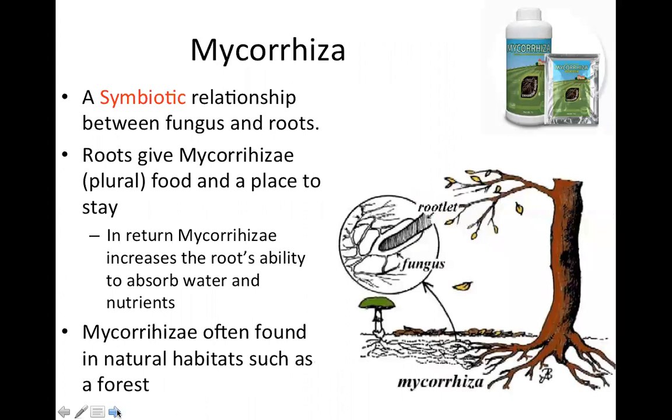And another thing that can help a lot with diseases is mycorrhizae. This is a beneficial fungus that will attach to your plant's roots. A lot of people use it for fruit trees and woody plants, but it also works really well for vegetables. It will attach to your plants, and what happens is it's a symbiotic relationship.